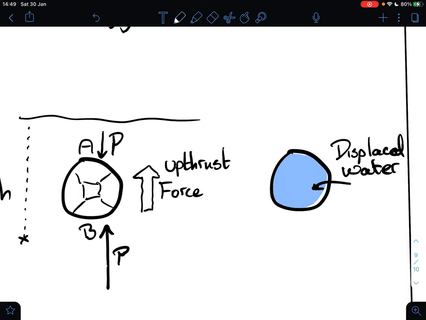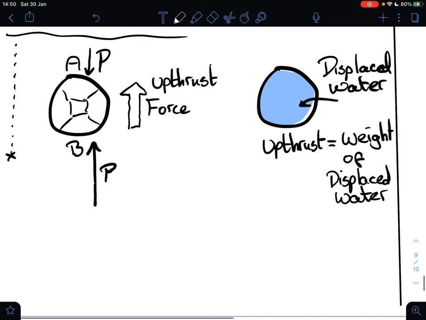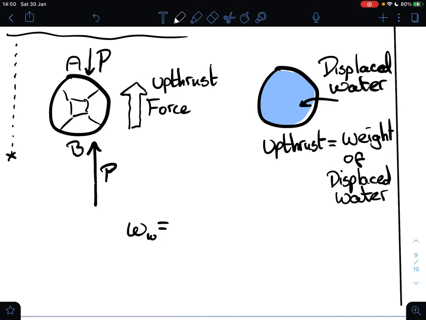Okay, and the upthrust is equal to the weight of displaced water. So if the weight of the water, I'll just put WW, weight of water, was 22 newtons, then the upthrust will also be 22 newtons.